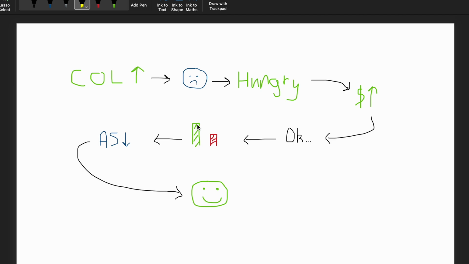Ultimately, this leads to a happy consumer because now they're getting paid more. Now they can actually keep up with cost of living. Now they aren't hungry, and now they're happy.